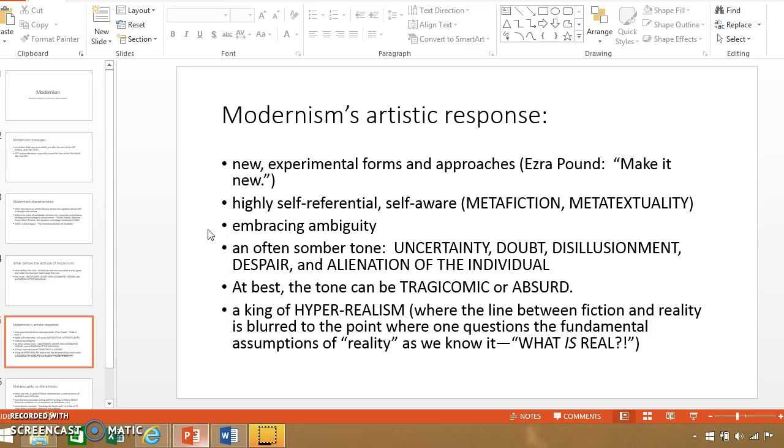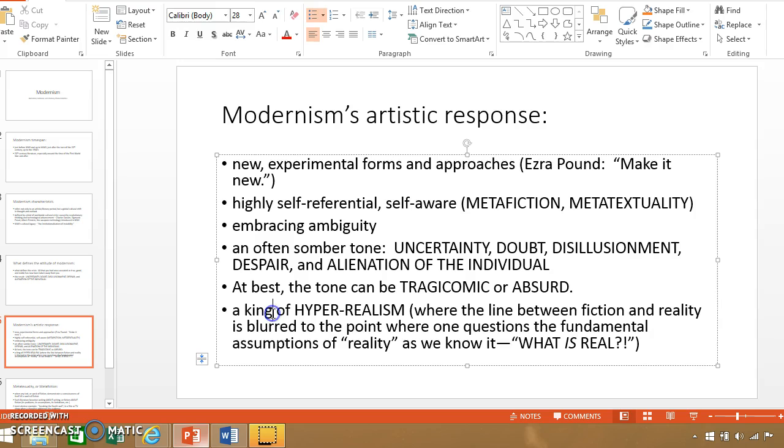Modernist art and literature embraced ambiguity because, of course, uncertain time, therefore the subject matter and the style reflects that. Goes back to the new experimental forms, really. And yes, as you would think, the tone is often somber, because uncertainty, doubt, disillusionment, despair, and alienation are obviously not very pleasant things. But at best, if there is an opportunity for redemption, the tone can be tragicomic or absurd, just silly because, well, everything we took as real and thought we knew has been proven wrong. Let's just go crazy. Very clownish.